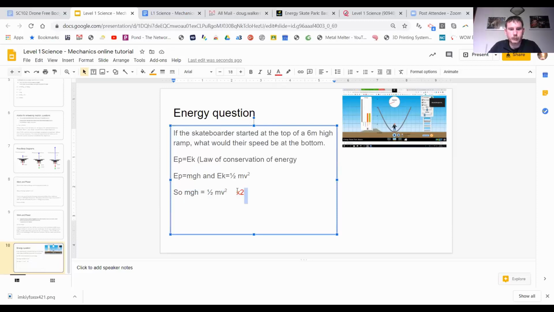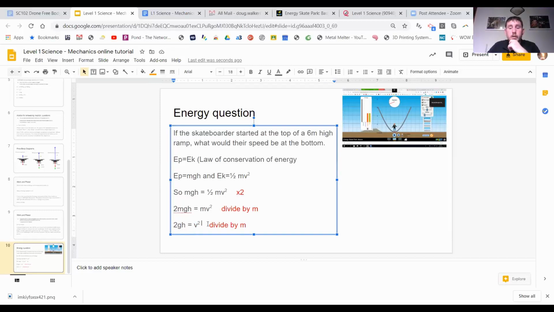So we get 2mgh equals mv squared. So we just multiply by 2 to get rid of the fraction, the half. Okay. Now we can see m is on both sides, so we are going to divide by m, and that's going to cancel out the m's on both sides of the equation. So I can now get rid of the m's, and that gives us 2gh equals v squared.